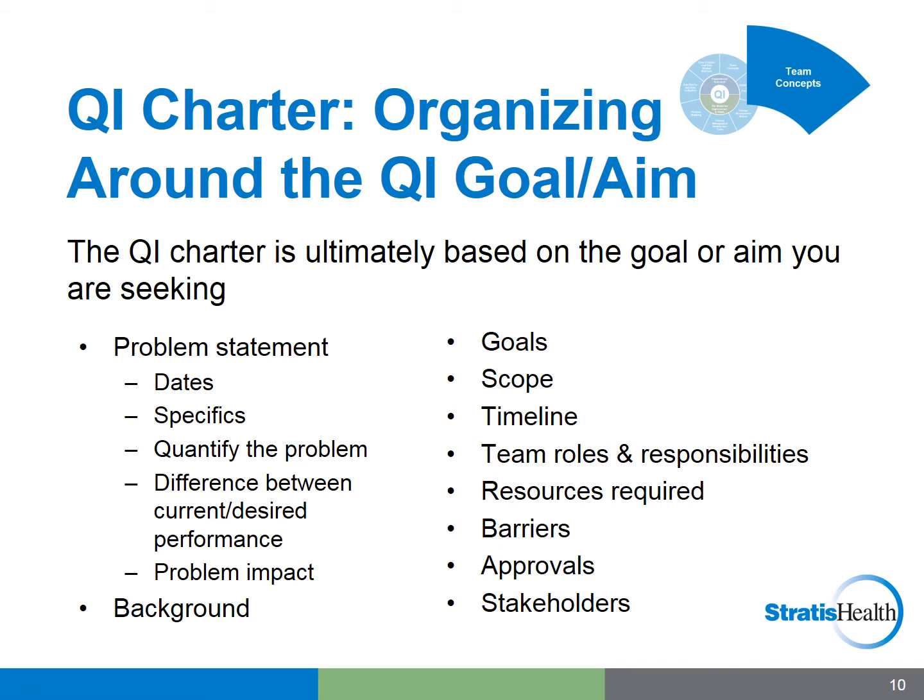The QI project charter will help you define what your team is trying to improve, the issues at hand, and includes a clear statement or goal or aim that you are seeking to achieve. Here's a list of the components of a QI project charter, and we'll look at an example of the document on the next slide. Fields in the charter include the problem statement, background, goals, scope, timeline, team roles and responsibilities, resources required, barriers, approvals, stakeholders.